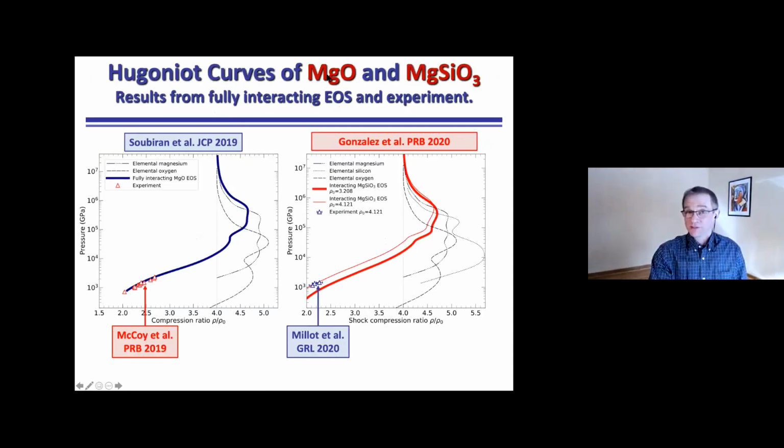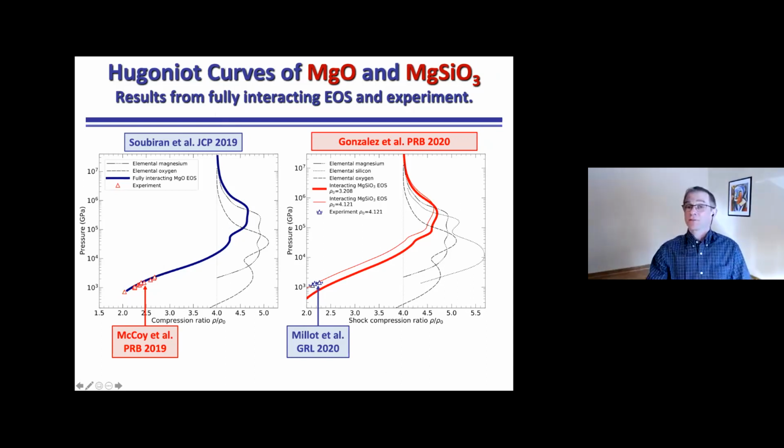So we've done this here now, not just for boron compounds. We actually tried this for magnesium oxide. And we also tried it for MgSiO3. These are all fully interacting Hugoniot curves compared with experiments. Here they compared with Marius Millot's GRL results. It looks really, really good, fully interacting.